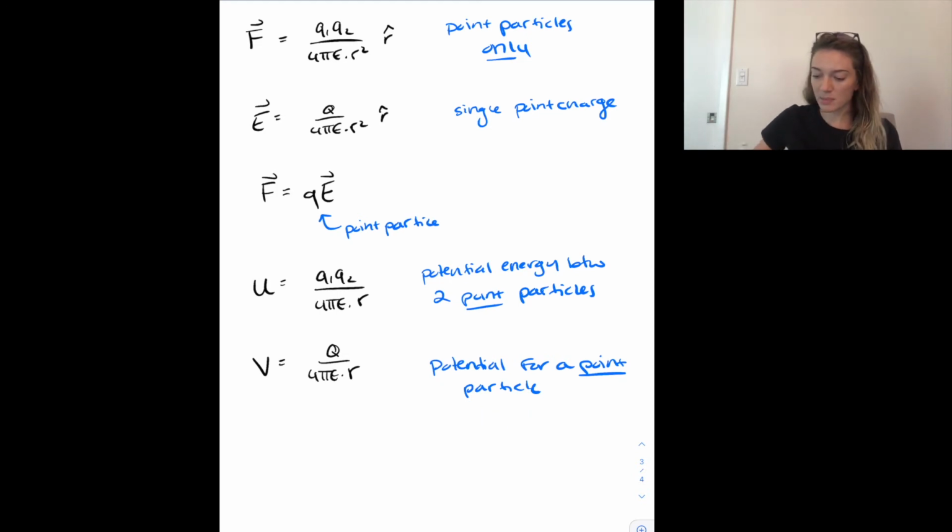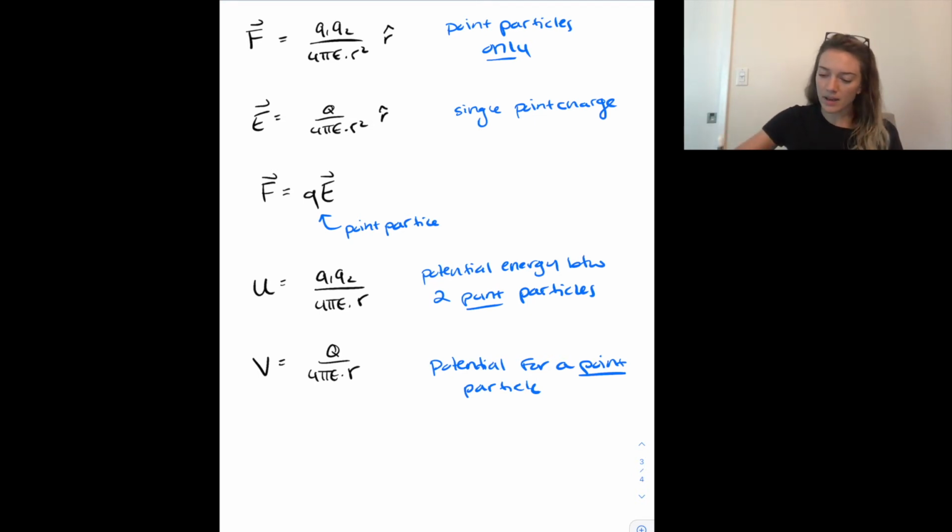So this is the potential for a single point particle. Just like the electric field, the potential is associated with a single particle or a single charge distribution, like the potential for a ring or a disk or an infinite line. You don't need pairs of charges to make sense of potential. It is associated with a single charge distribution, whereas for potential energy, you need multiple charges, you need pairs of charges in order for potential energy to make sense.